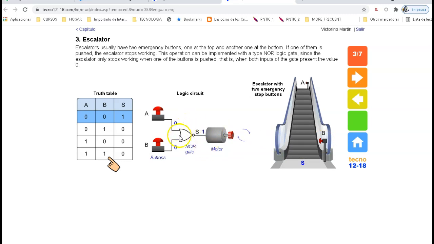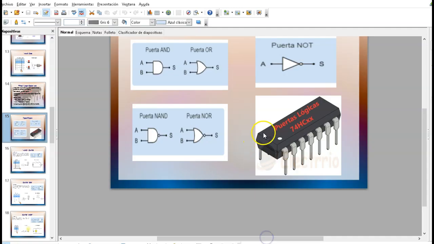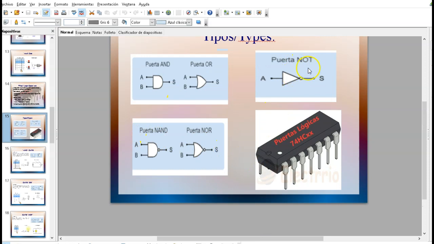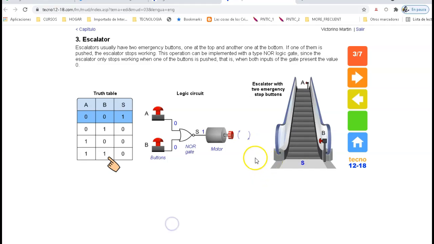I fulfill the need using a NOR gate. Okay? A NOR gate. Remember, a NOR gate is a combination of the NOT gate and the OR gate, this one. Okay? So by combining these two, I obtain the NOR gate that gives, in case I don't press A or B, 0 means not press, this 0 means not press, I obtain 5 volts in the output, so the motor is working.